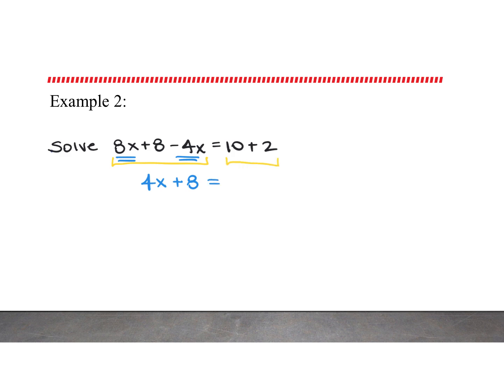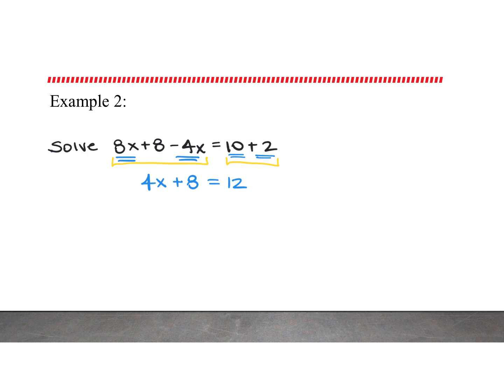On this side, we have both a 10 and a 2. Both have no variables, so they are like terms, and we can put those together. So 10 plus 2 equals 12. It's ideal to do your combining like terms first before you get into those addition property of equality and start moving things across the equal sign.